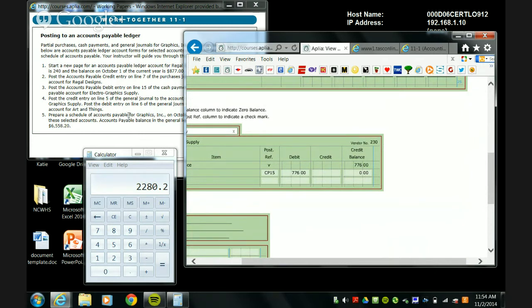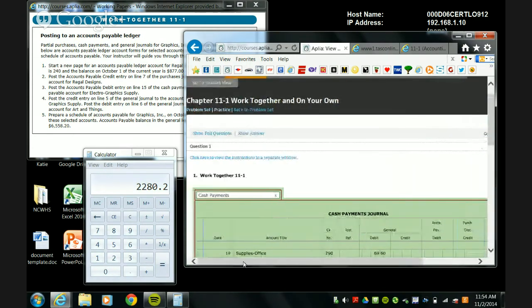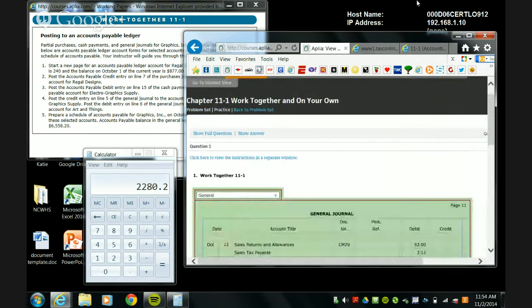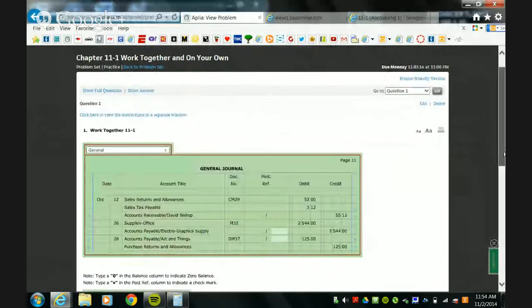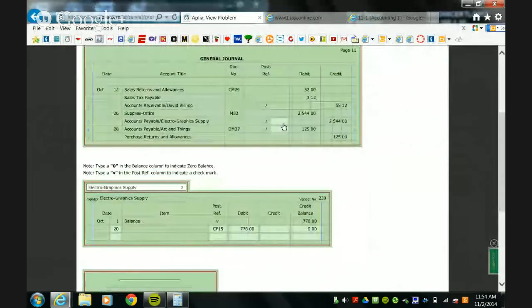4, post the credit entry on line 5 of the general journal. So we've got a couple of entries here from the general journal. Make this bigger so I don't have to go back. All right, so Electro Graphic Supplies, again, we put in their account number, 230. This happened on the 26th. This was the general journal, page 11 from up here. And we've got a credit of $25.44, bringing our balance to $25.44.